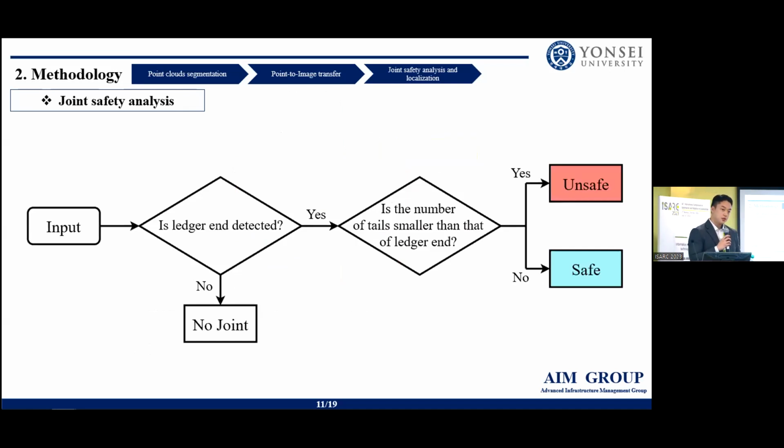After the object detection, we apply this algorithm onto the images. We first check if a ledger end is detected on the image, to see if there's any joint we need to inspect. If there is, we go to the next step to compare the number of detected tails and the detected ledger ends. If the number of detected tails is smaller than the ledger ends, that means the image contains an unsafe joint. If not, that image is a safe joint.